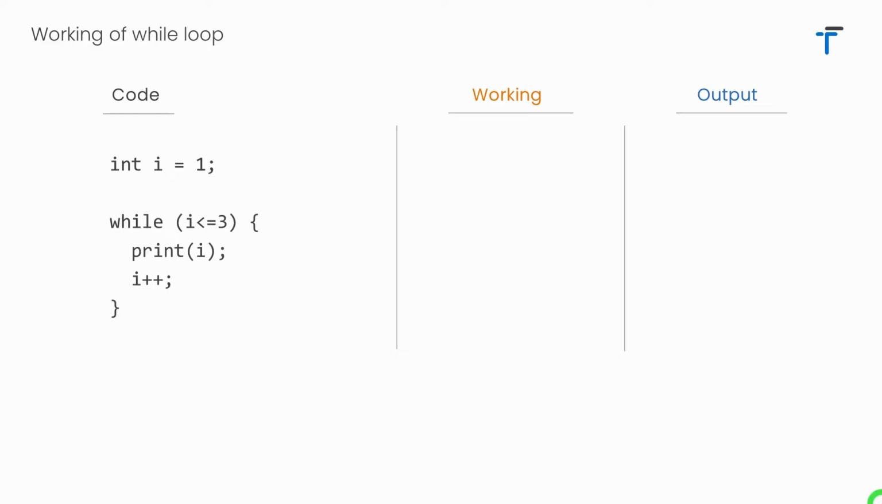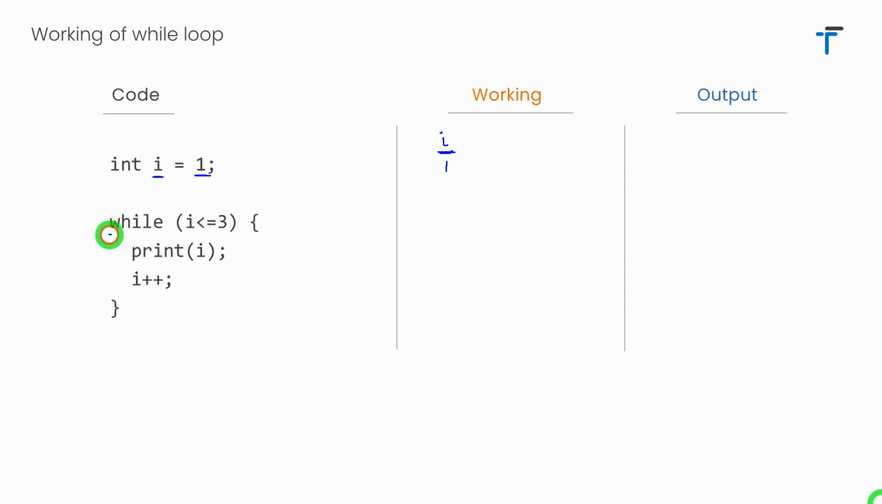For those who don't know how exactly a while loop works, I will explain a simple example here. And if you really know the exact working of while loop, you can skip this part and move ahead. You can see I have variable i with value 1 here. That's the reason initially the value of i would be 1, and we have a while loop here.